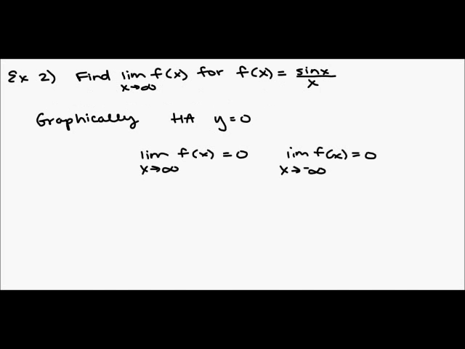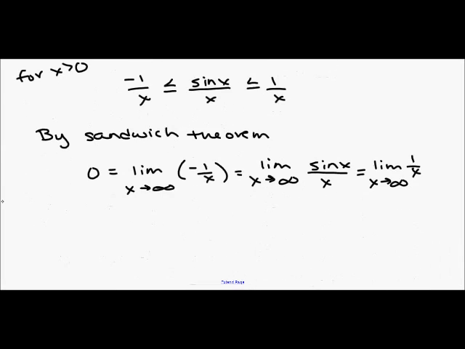So this graph will also have a horizontal asymptote at y equals 0. So the limit as x goes to negative infinity of sine x over x is equal to 0.